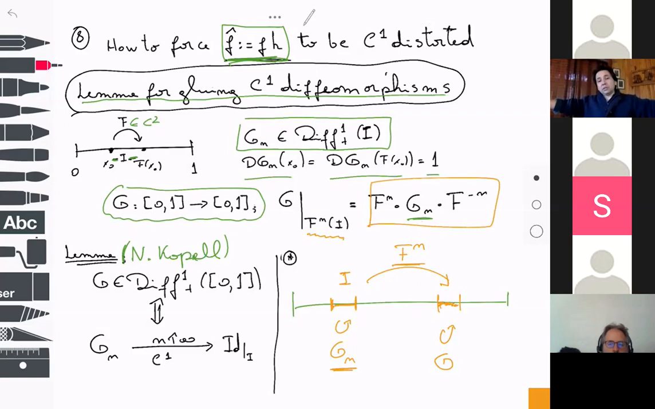The problem that may arise is that this map is not differentiable at the endpoints. But this generalized version of Koppel's lemma solves the problem and says that the map G that you get will be of class C1 if and only if this sequence of diffeomorphisms Gn goes to the identity in the C1 topology as n goes to infinity. So if the Gn approach the identity, then when you perform this, there is no differentiability issue at the endpoints.